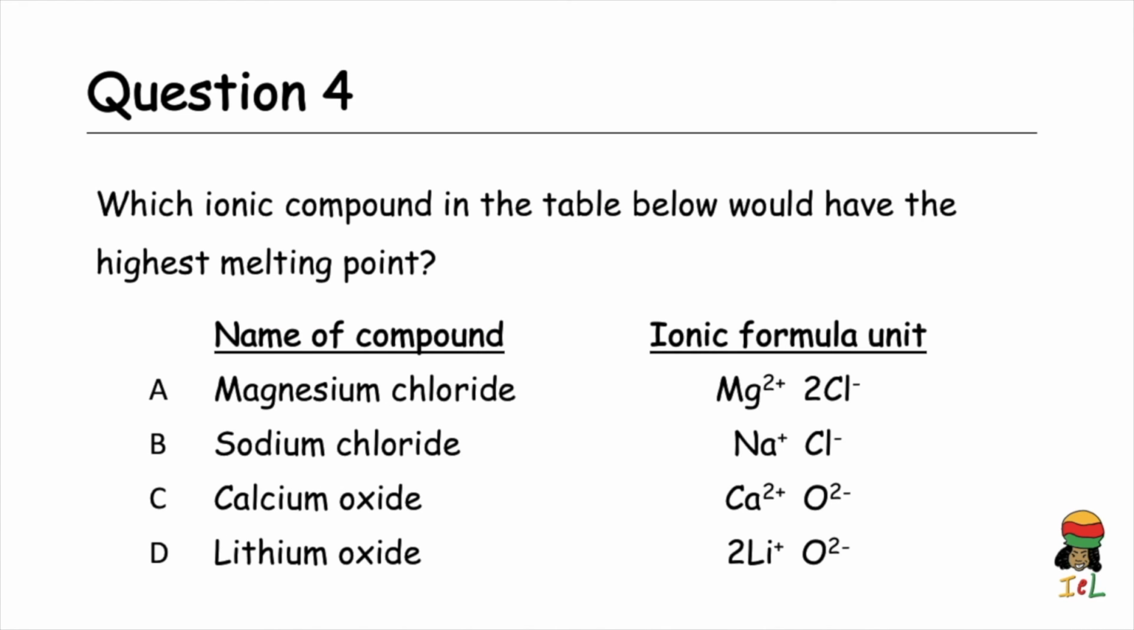Question 4. Which ionic compound in the table below would have the highest melting point? We will give the name of the compound followed by its ionic formula unit. A. Magnesium chloride, Mg2+, 2Cl-. B. Sodium chloride, Na+, Cl-. C. Calcium oxide, Ca2+, O2-. D. Lithium oxide, 2Li+, O2-.